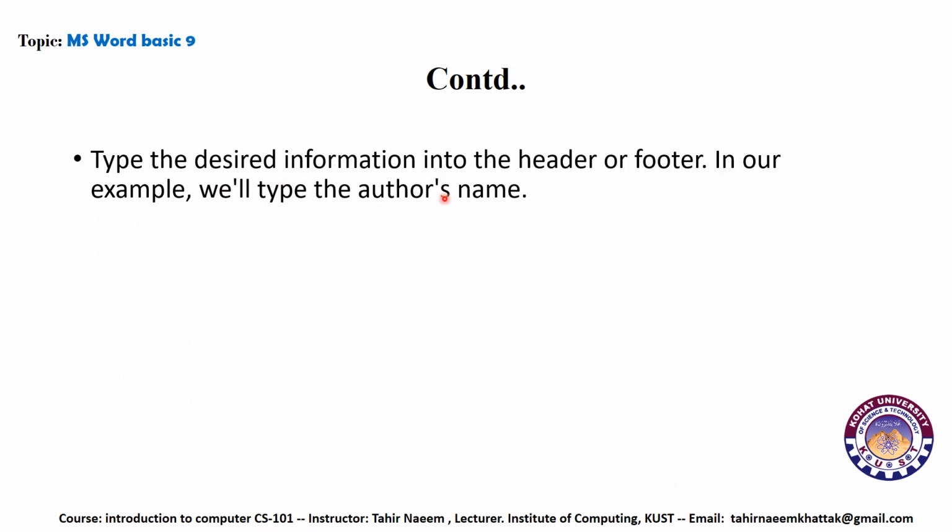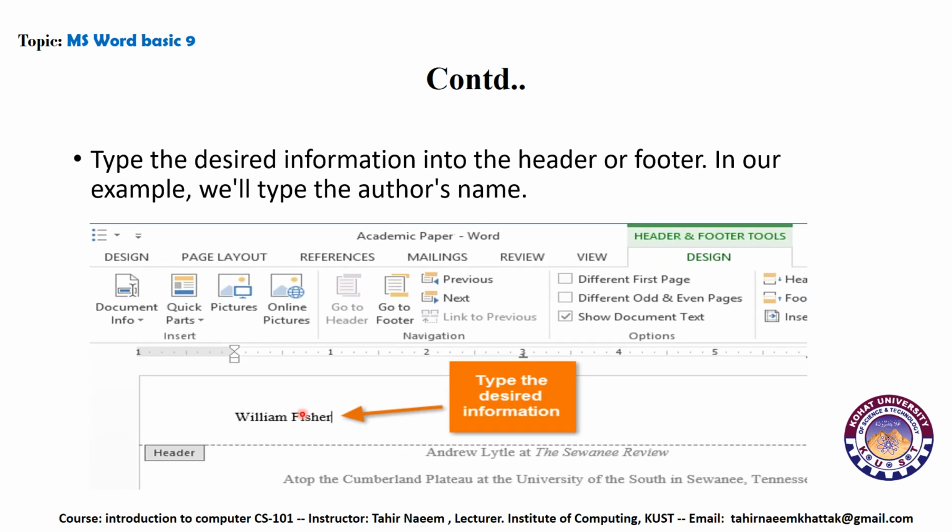Type the desired information into the header or footer. So basically, when the cursor is blinking, we can type anything according to our requirement. Here we enter the name of the author. As you can see, here we type William Fisher, and it will appear on every page of the document.